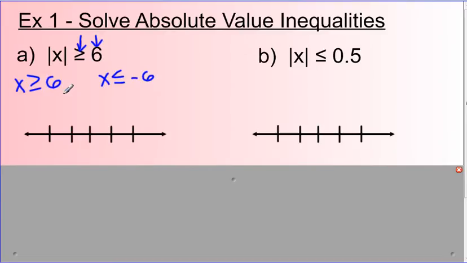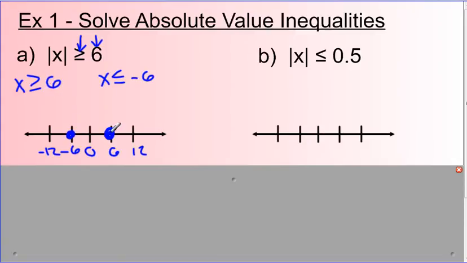And then we would just graph this thing. We've got to go from a positive 6 to a negative 6. So I'm going to put negative 12, negative 6, 0, 6, and 12. In both 6 and negative 6, we need solid dots.